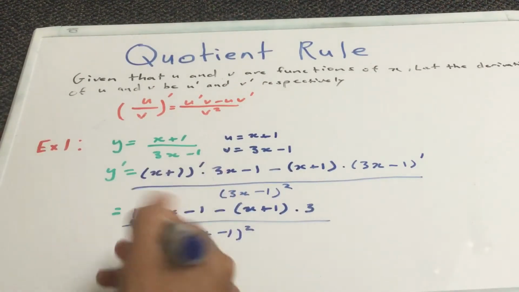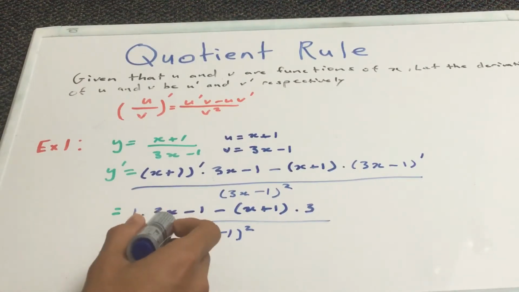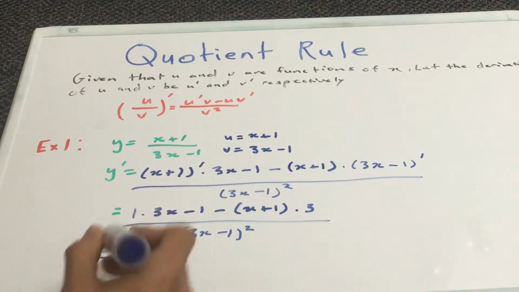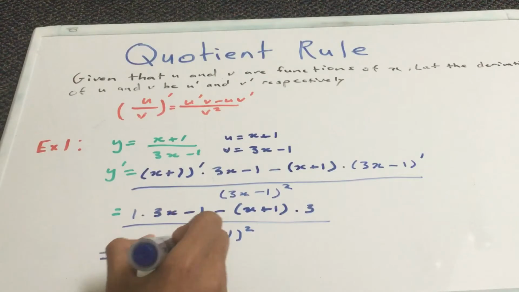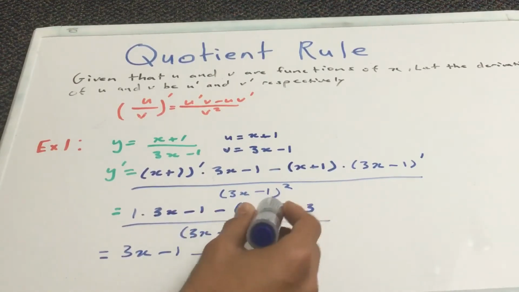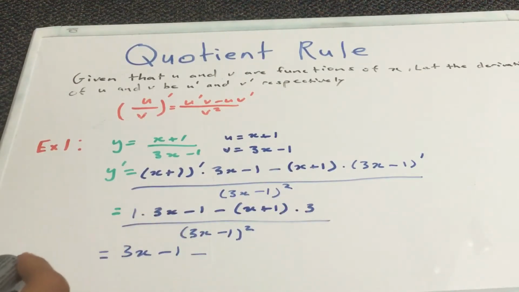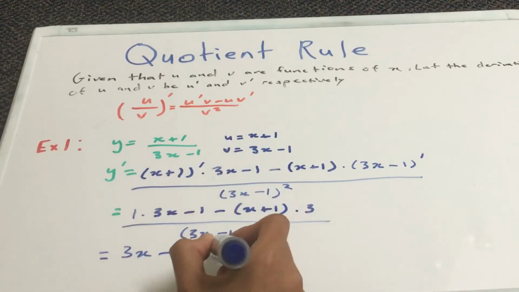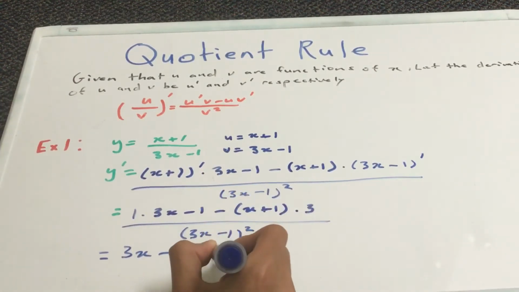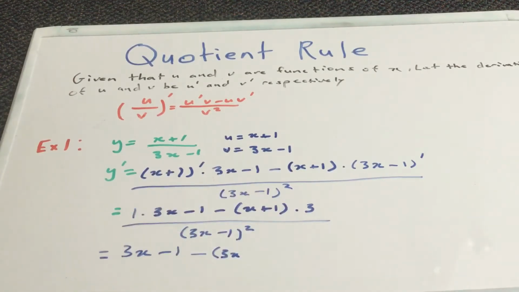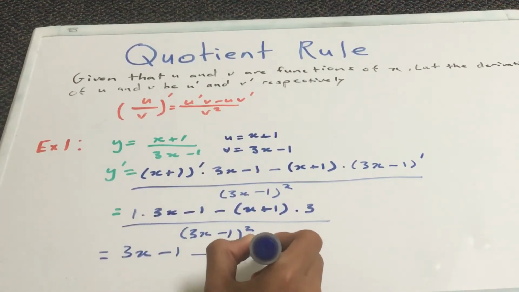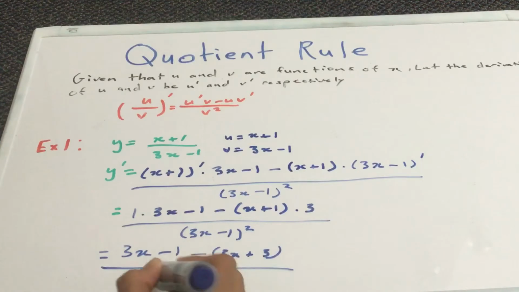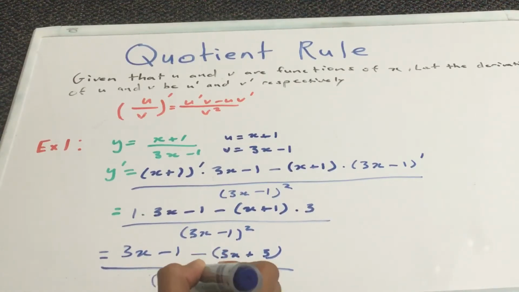Okay, so now we're going to times this together. So 1 times 3x minus 1 is the same thing, 3x minus 1, subtract, same thing for the other side. You times this by 3, so subtract 3 times x, so 3x, 1 times 3, 3, over 3x minus 1 squared.